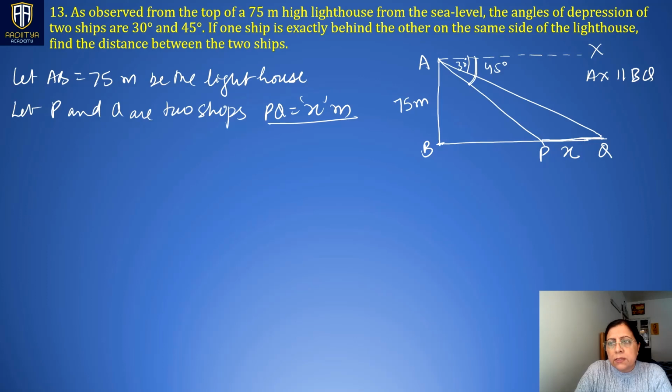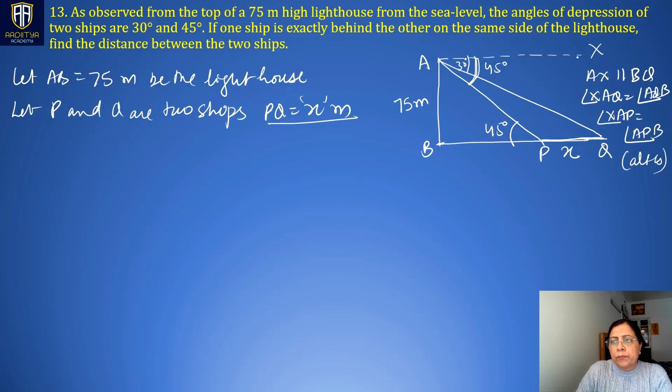So we can say that angle XAQ is equal to angle AQB, and angle XAP is equal to angle APB. Why? Because they are alternate angles. So if this whole is 45, then this angle XAP is equal to APB. This is alternate angle. XAQ is 30, equal to angle AQB. So this is 30 degree.